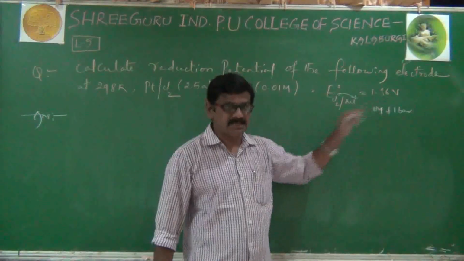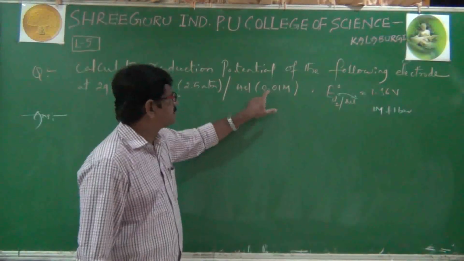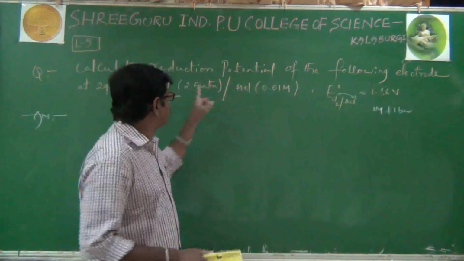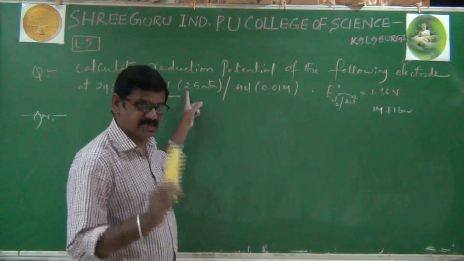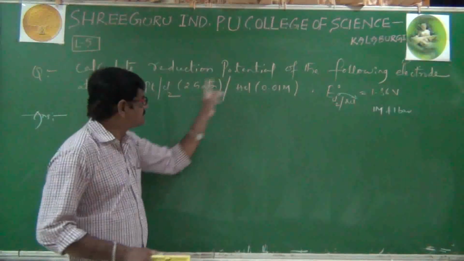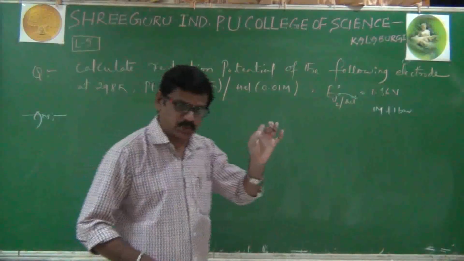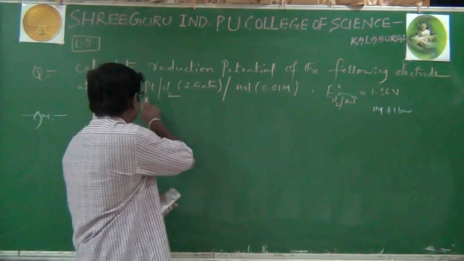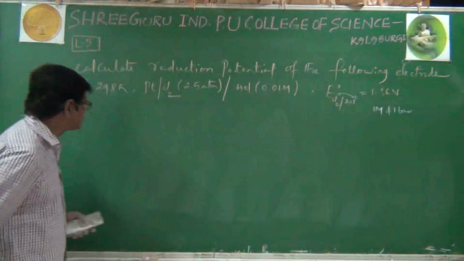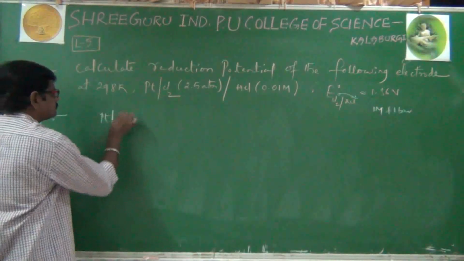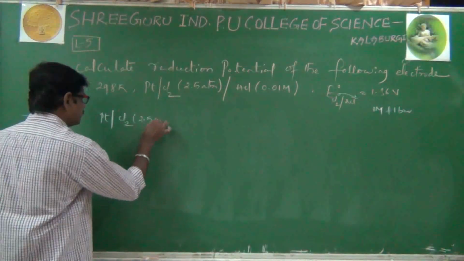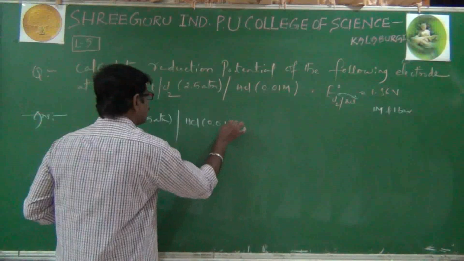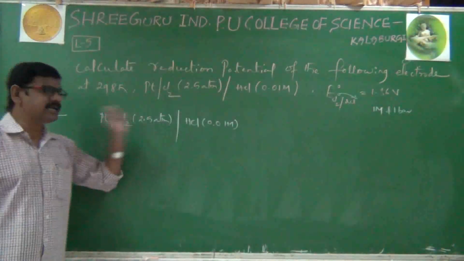But in the present question, concentration is not 1 molar. Concentration is 0.01 molar, and the pressure is also not 1 atmosphere. Pressure is 2.5 atmospheres. At these two conditions, how much electrode potential will be generated for chlorine is what is being asked. For that purpose, we will first write the given cell symbol as it is: platinum, Cl2 at 2.5 atmospheres, HCl 0.01 molar. It is a chlorine electrode.